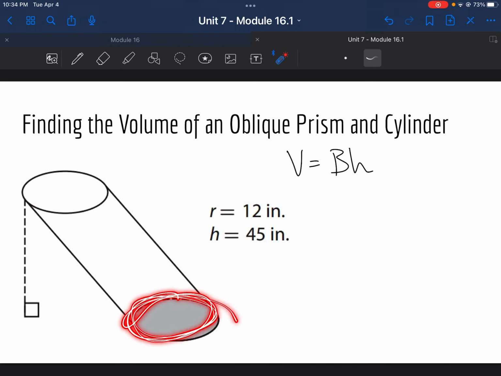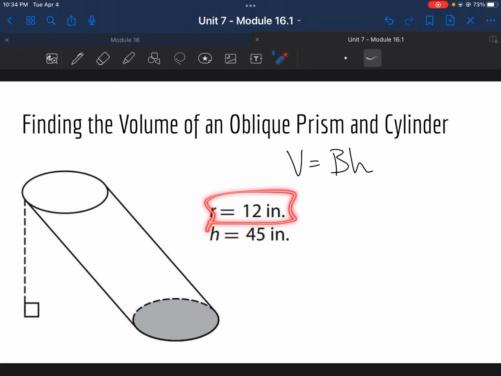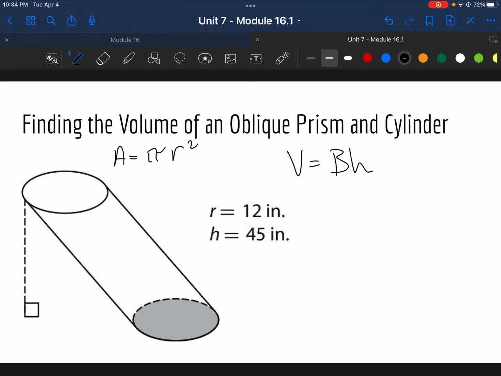Here, they don't give us the area of the base. They just give us a circle with a radius of 12. Fortunately for us, we've been finding the area of circles for a long time now, and we know that the formula for the area of a circle is A equals pi r squared. Area equals pi times the radius squared. So all I have to do is plug in my 12 for my radius, and we can just plug that into our calculator, which is going to be 144 times pi.